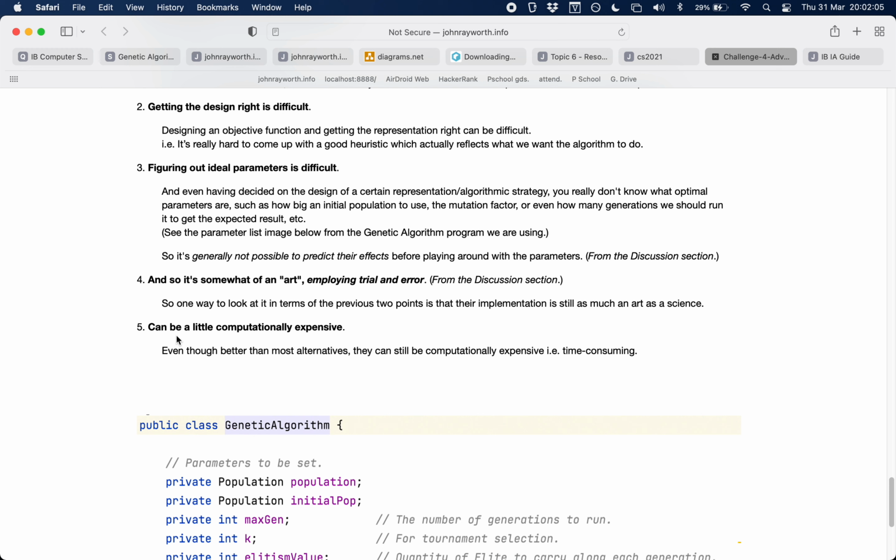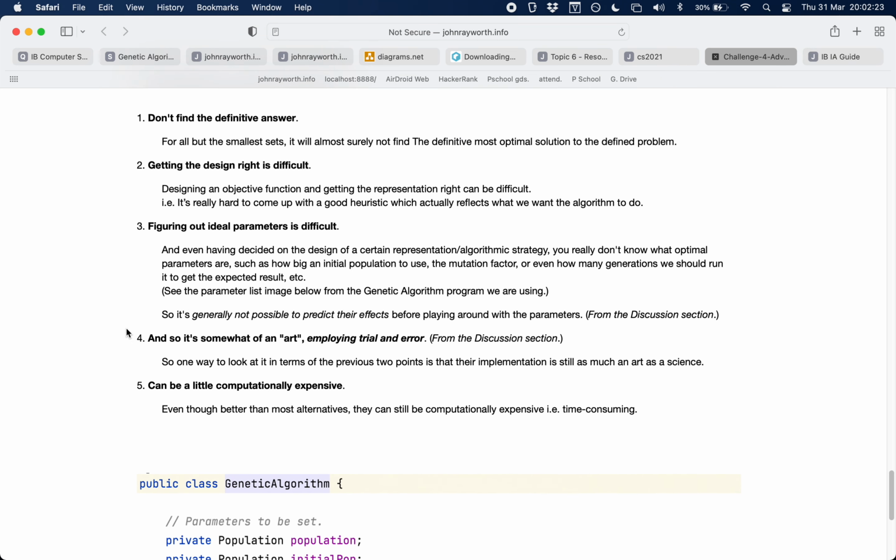And then finally, which is kind of interesting because we say that they do operate fairly quickly, but they can be a little computationally expensive compared to, I don't know, just a simple program, a simple database with not that many records, and you want to sort it or whatever. You're doing a little bit more computation than that. So that could be argued both ways, and so it's not the strongest of the disadvantages.